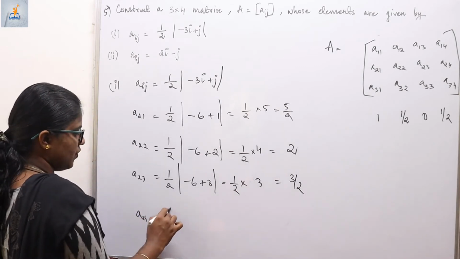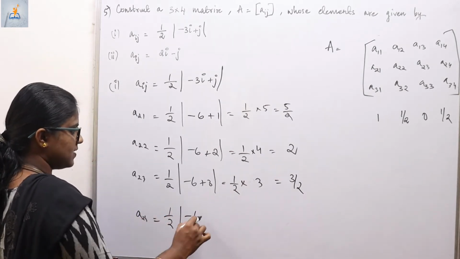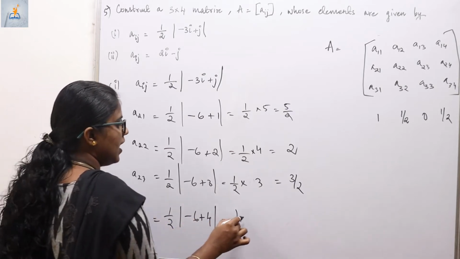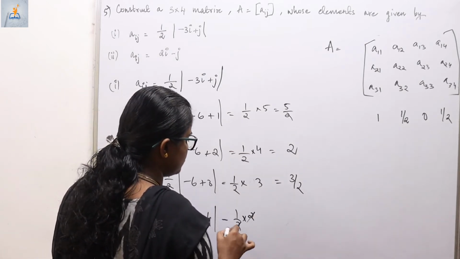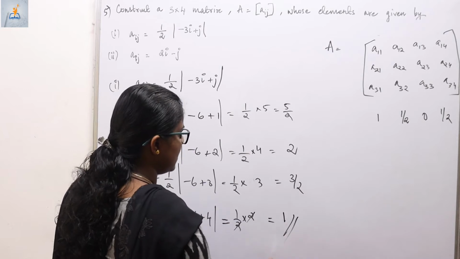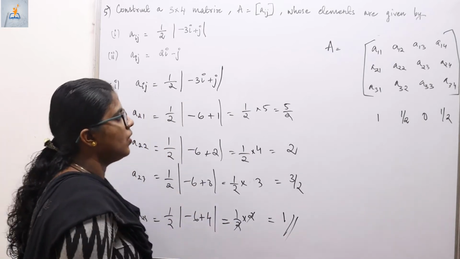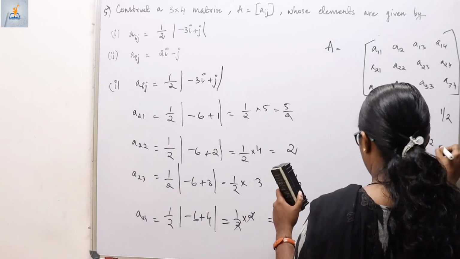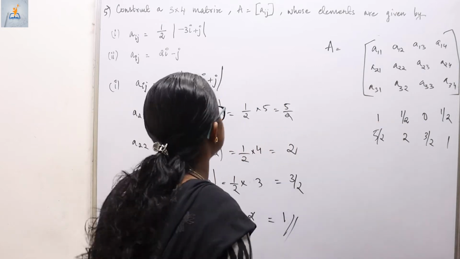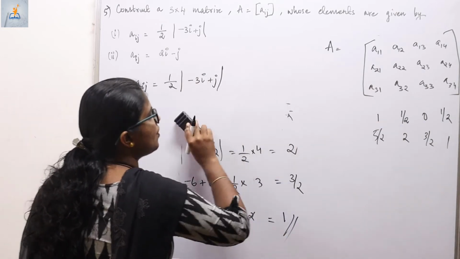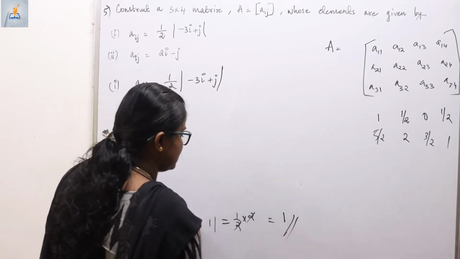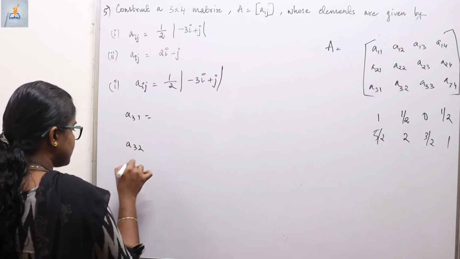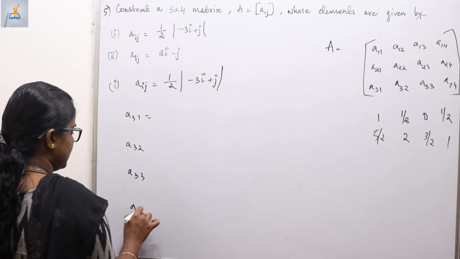Now going for A24, it is half times modulus of negative 6 plus 4, and what is negative 6 plus 4? It is negative 2, and when it is taken modulus it is 2, and we have 1 as the last term. So this is the second row, and the second row contains 5 by 2, 2, 3 by 2 and 1. Now we need the last row, that is A31, A32, A33, A34. So we are going to find that A31, A32, A33 and A34.